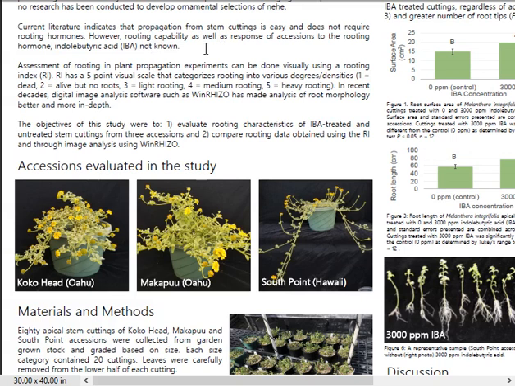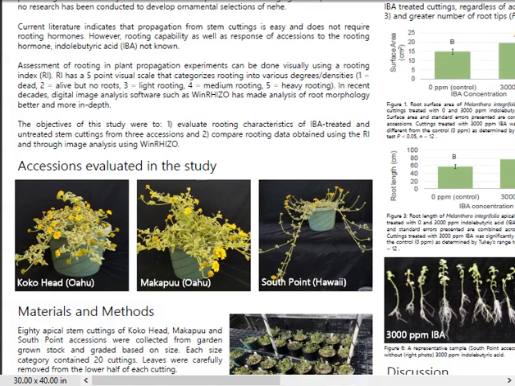What we wanted to find out in our study was to look at accessions and see if there is a difference between rooting of accessions and if each accession will respond differently to rooting hormone application. In addition to those differences, we also compared a visual scale of rooting, which is the rooting index, versus WinRHIZO, which is a digital analysis software which actually collects better data in terms of rooting morphology.